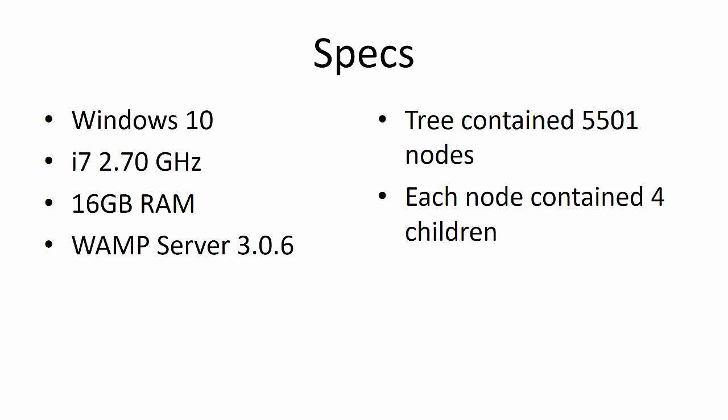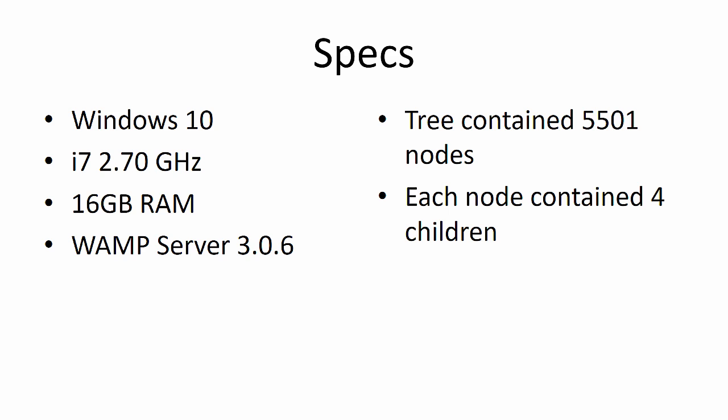And so when it came to the implementation of this, Dr. Olmsted and I decided to just use a development laptop that we had. So it was running Windows 10 with an Intel i7 CPU clocked at 2.7 gigahertz and 16 gigabytes of RAM. We installed LAMP server 3.0.6, so just a server that uses Apache, MySQL, and PHP.